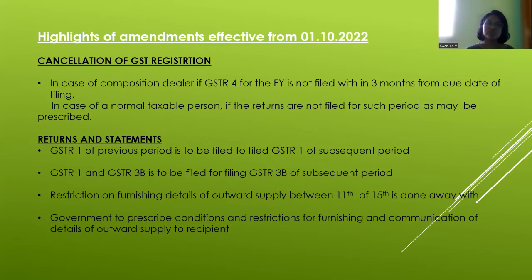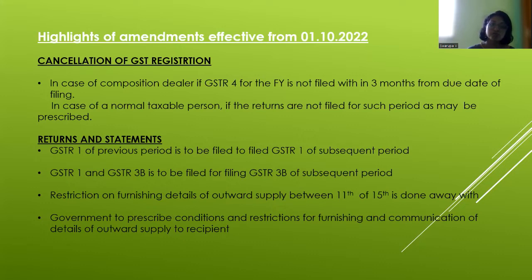Then, with respect to returns and statements, they have made the return filing process more stringent now. If GSTR1 of the preceding period is not filed, then you cannot file GSTR1 for the current period. Similarly, if GSTR1 and GSTR3B of the preceding period are not filed, then the GSTR3B of the current period cannot be filed. They have removed the restriction on furnishing details of outward supply, that is, the restriction on filing of GSTR1 between 11th to 15th.